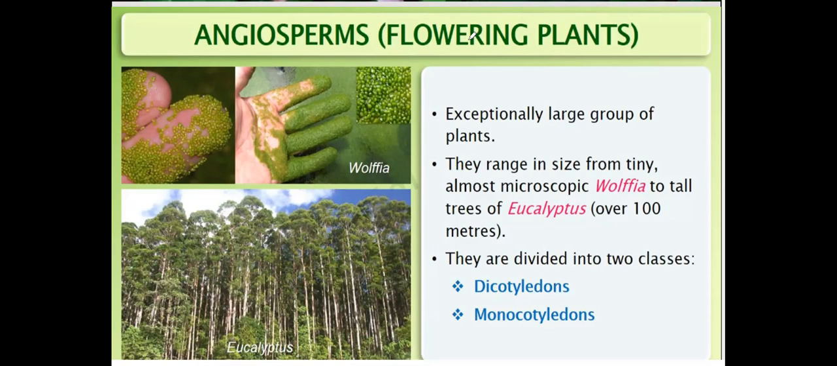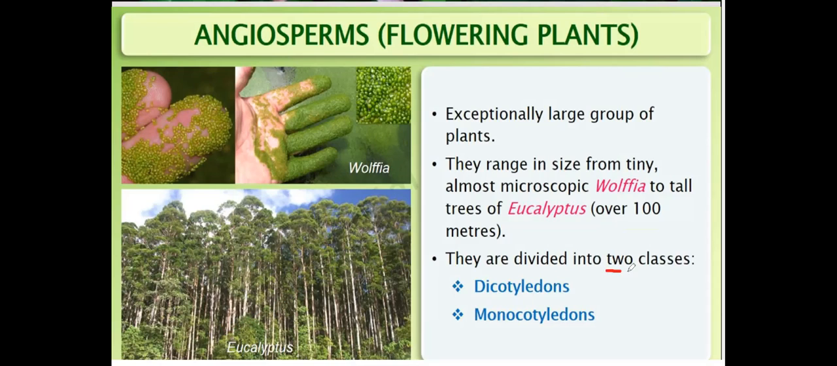These angiosperms, that is flowering plants, are an exceptionally large group of plants. Whenever you see any plant around you, most of them are angiosperms. They range in size from tiny, almost microscopic Wolffia. This is Wolffia, the smallest angiosperm. The tallest trees are of Eucalyptus. Height may be up to 100 meters. So smallest is Wolffia and tallest is Eucalyptus.